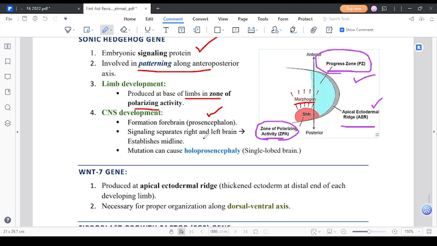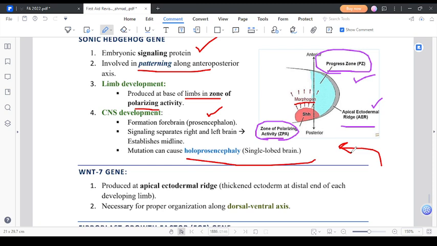It establishes a midline. Mutation can cause holoprosencephaly, a single lobe brain, which is very important. I guess it is with fetal alcohol syndrome that we find a holoprosencephaly picture, and that is happening because of a mutation or some interruption in the sonic hedgehog gene pathway.